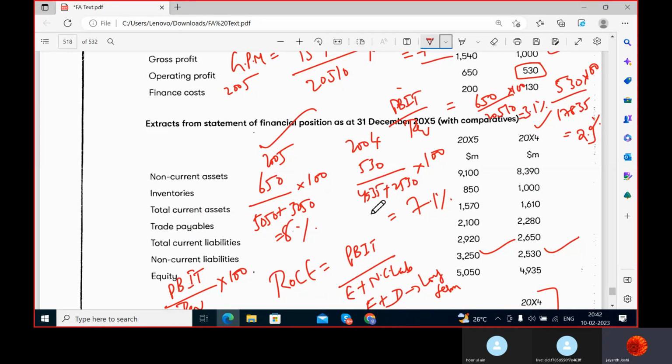That means for a $1 investment in your business, you are making a good amount of returns. Previously for $1, you were getting 7.1 cents. Now for $1, you are getting 8 cents. This is good, right? Yes, sir, it is. So this is done.